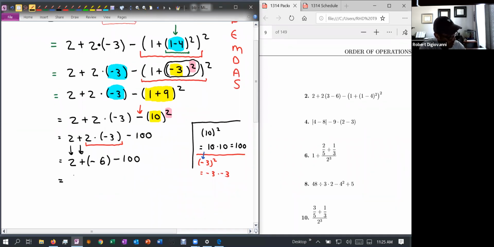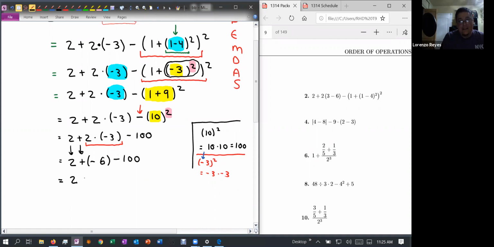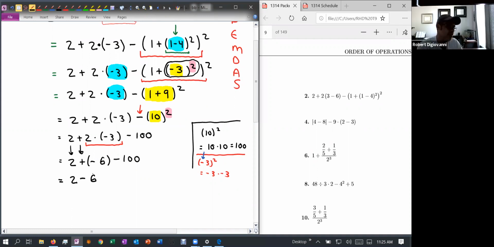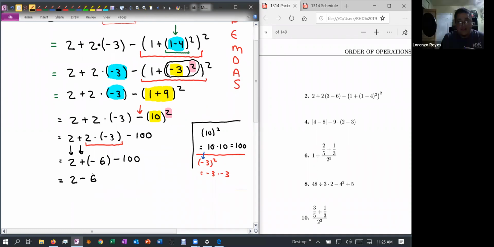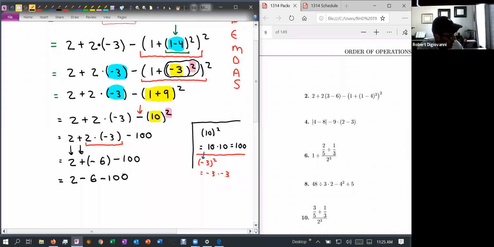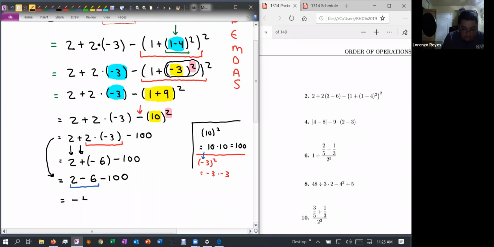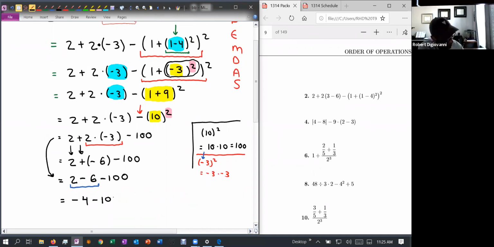I'm going to write 2 minus 6, because when you add a negative number, it's the same as taking it away. I would be fine if you just went from here to here. Okay, so we have just subtraction left, and we're going to move from left to right. So 2 take away 6 is -4. And then we're going to take 100 away from that.